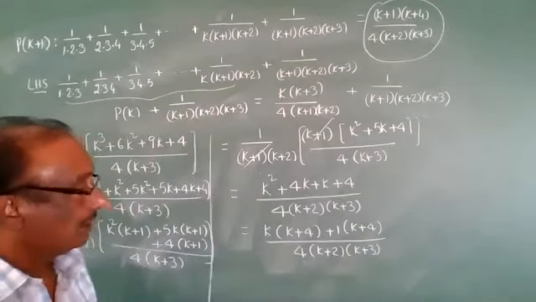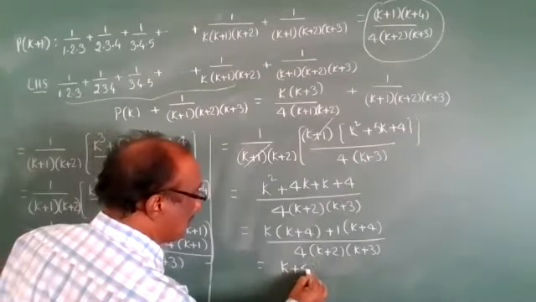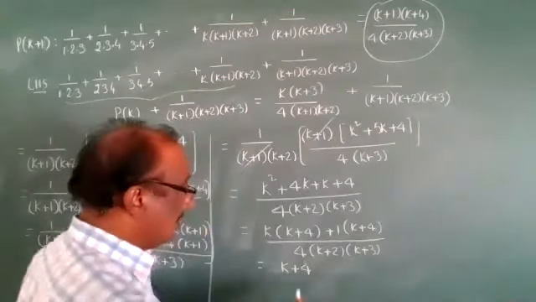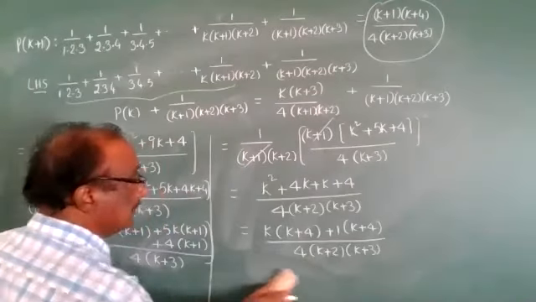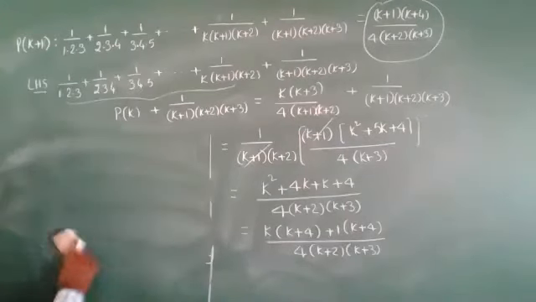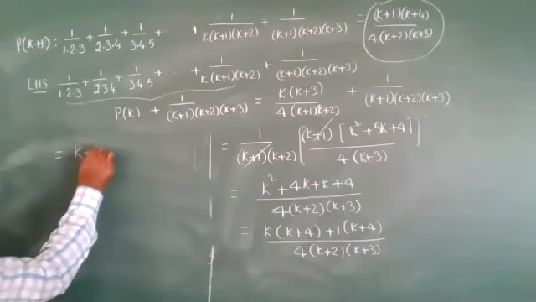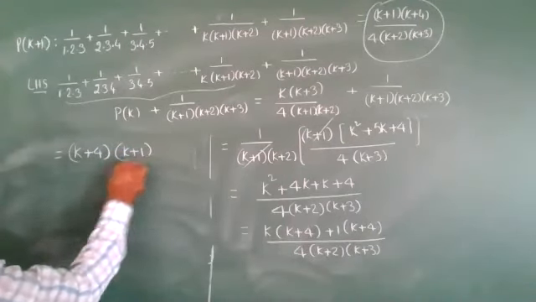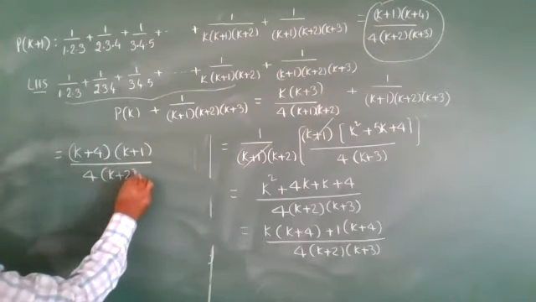Very good, teacher. K plus 4 is common, take k plus 4 common, everyone. What is remaining is k plus 1 upon 4 into k plus 2, k plus 3.